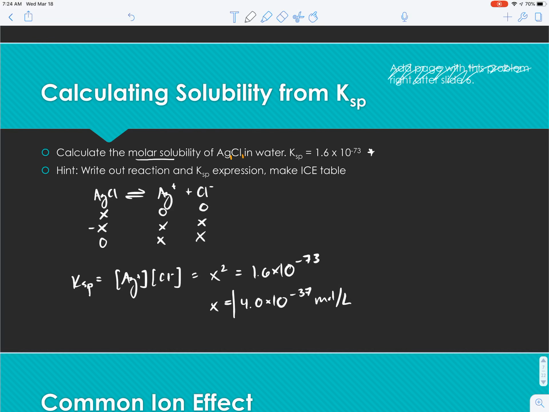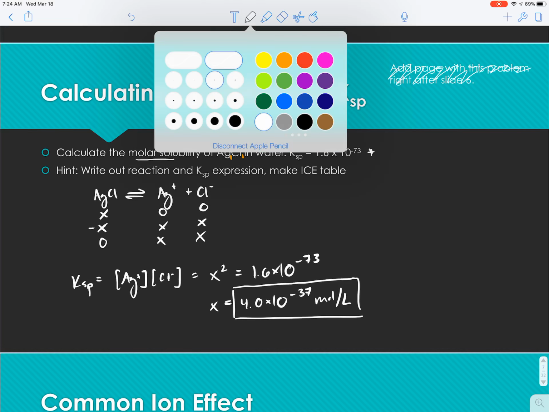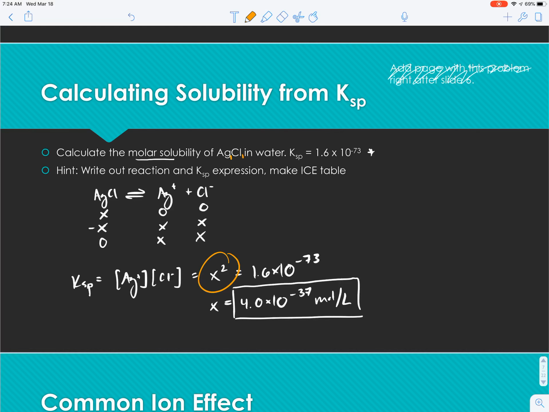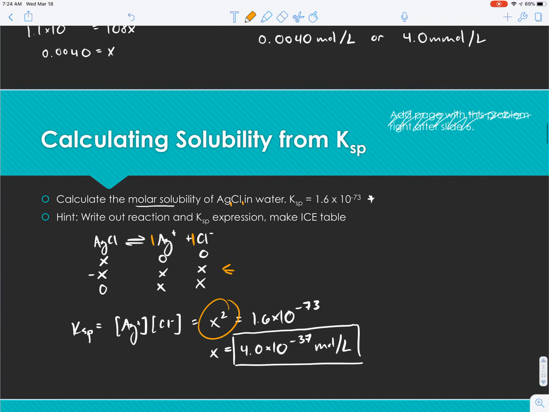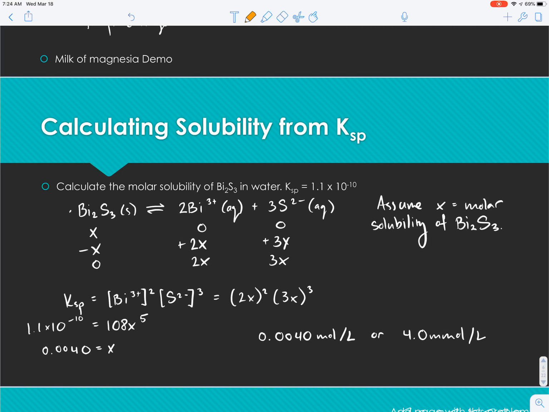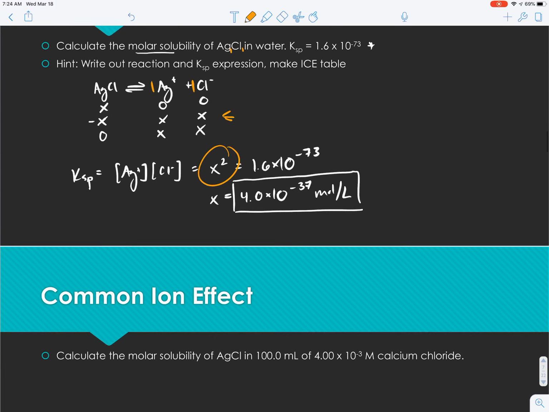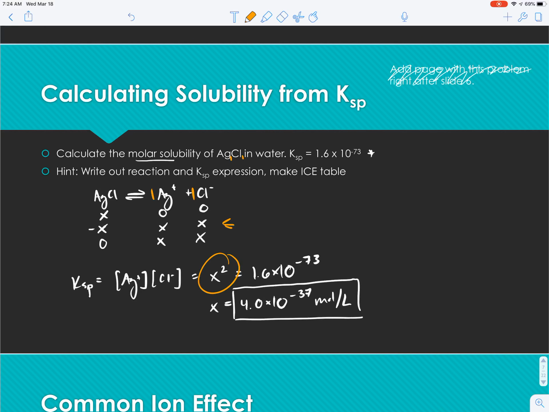Okay, so these expressions right here, if it's a 1-to-1 ratio, it'll always be X squared in this expression, and you can eventually skip the RICE table. Okay, for this one, we ended up with 108 times X to the 5th, which is not very common. The other one that you'll get a lot is where you have like X for 1 ion and 2X for another ion, for example, with MgOH2. And in that case, the expression will be X times 2X squared. And so you're going to see 4X cubed a lot.